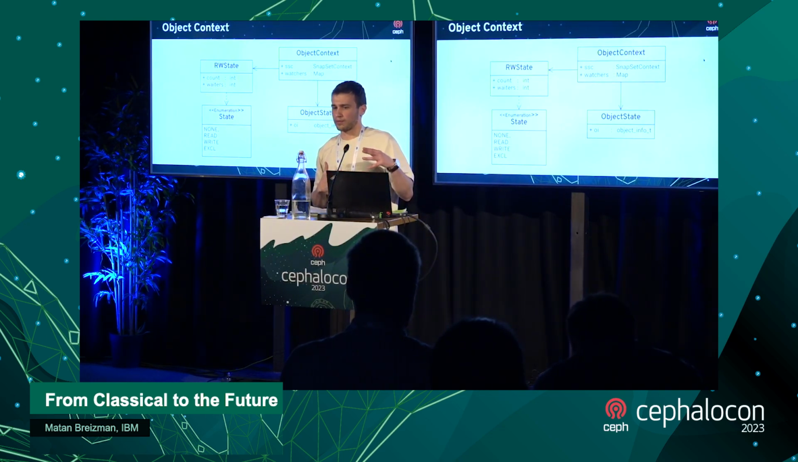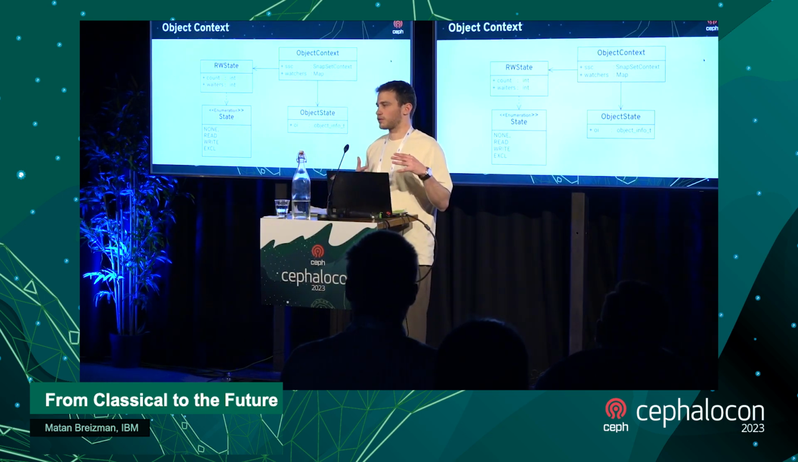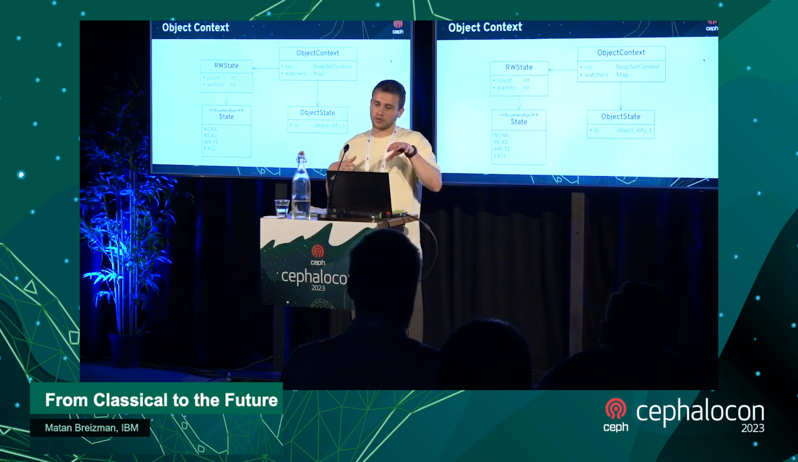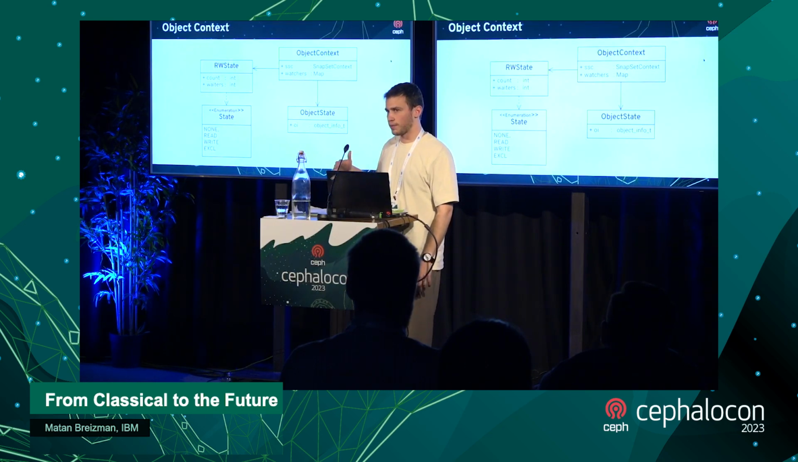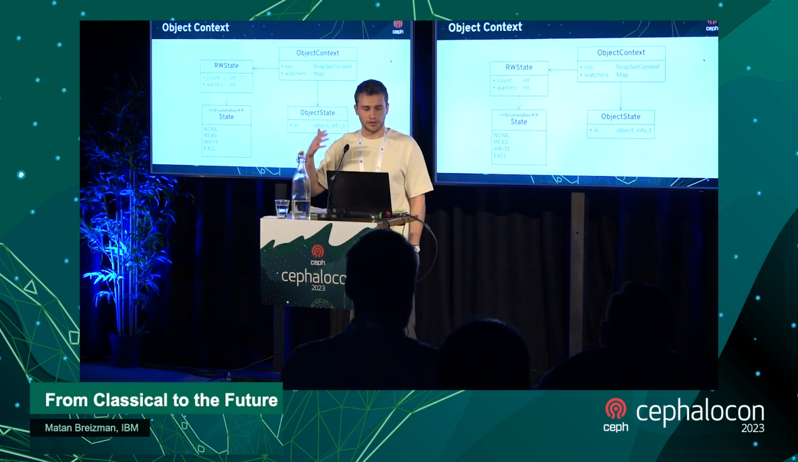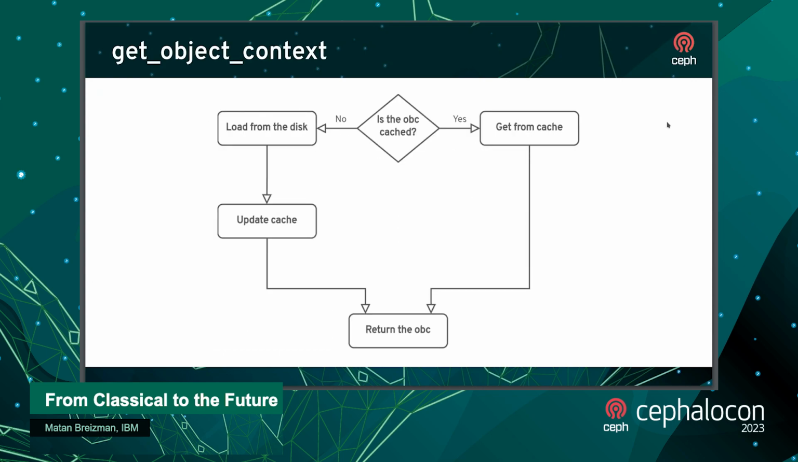Second, we have the watchers map, which basically allows a client to register a persistent interest in a specific object, to be used as a watch-notify communication channel. Then we have the object state, which has all the object information: name, ID, time created, and so on. And lastly, the read-write state, the RW state, which has 2 integers, the count and waiters: the counter of all the existing operations, and the waiters, the read or write operations waiting, to know how to handle those.